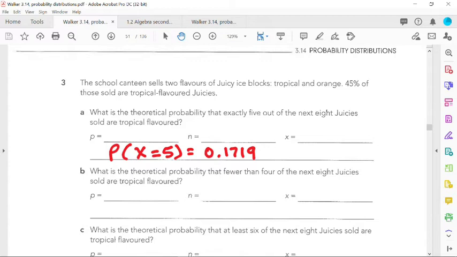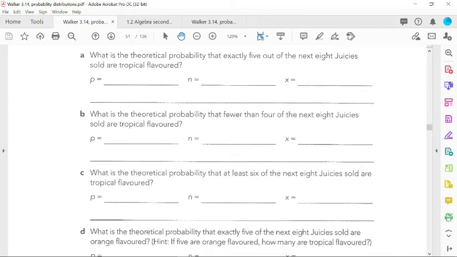Okay, so let's look at another one real quickly. What is the theoretical probability that fewer than 4 of the next 8 juice boxes sold are tropical flavored? So again, the probability did not change. We want fewer than 4 of the next 8. So the number did not change. We still have 8 boxes to choose from. But we want fewer than 4.